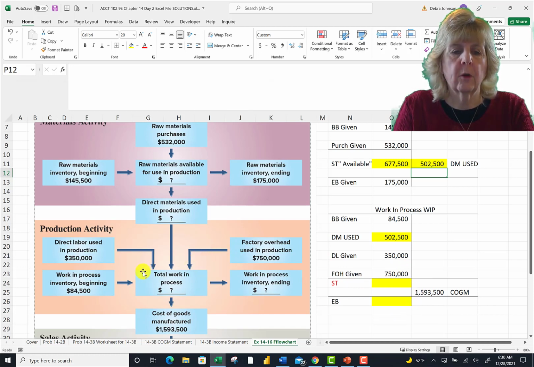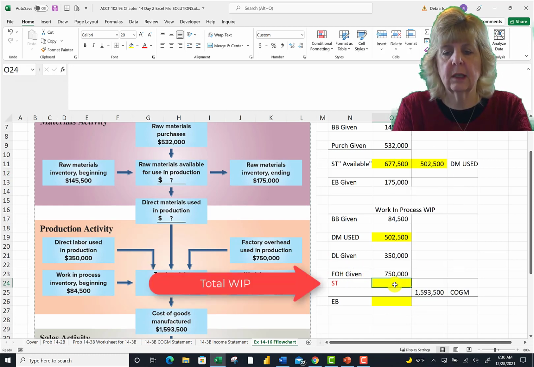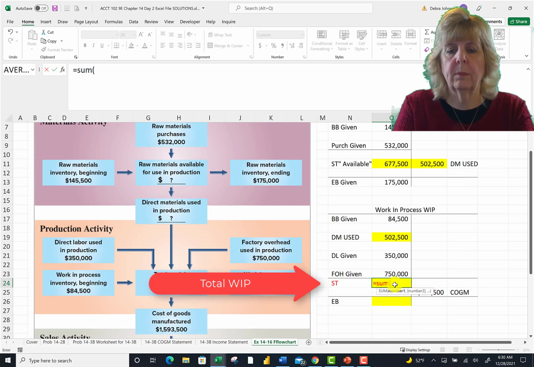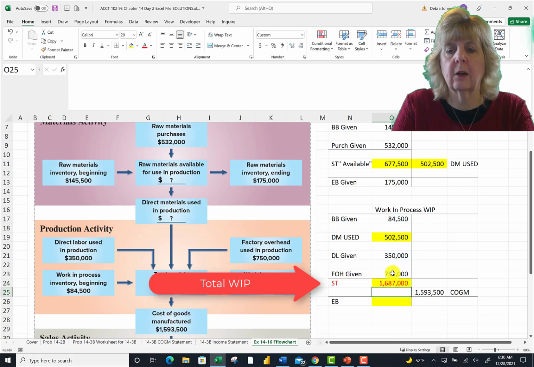The materials was just computed, the labor was given, the factory overhead was given, and there were two unknowns here. Your author calls the first unknown total work in process. Okay, well that's easy. That's just a subtotal of this WIP account. So I'm going to add everything that went through the factory there. I got 1,687,000.